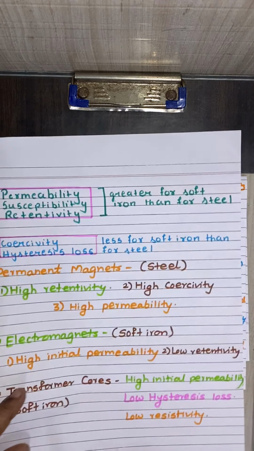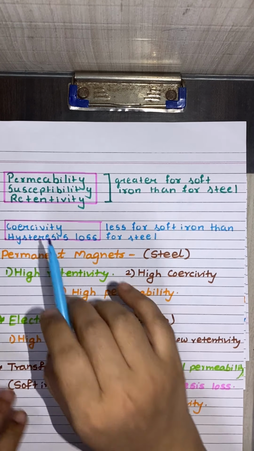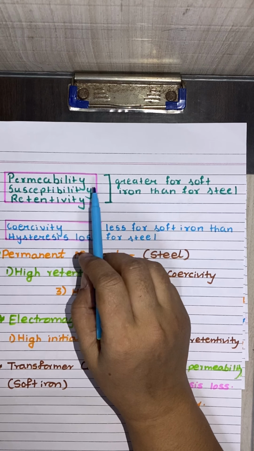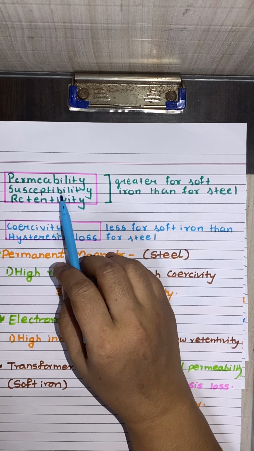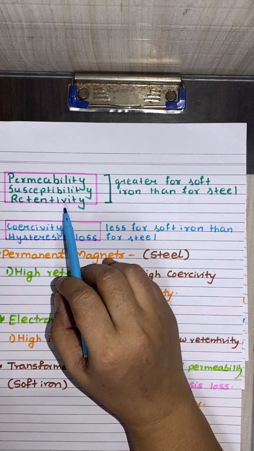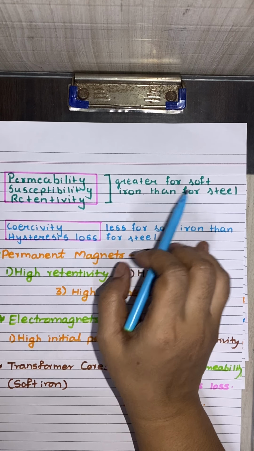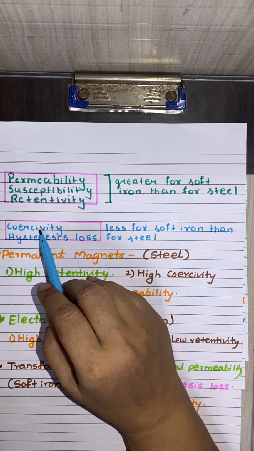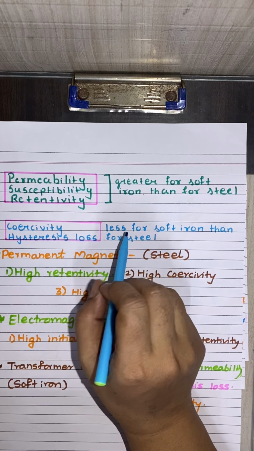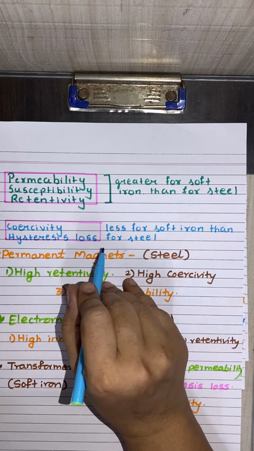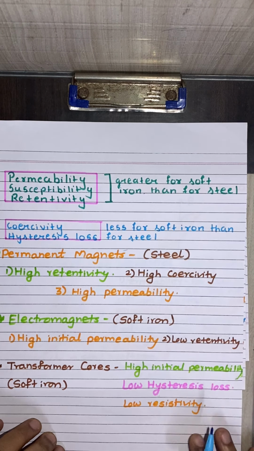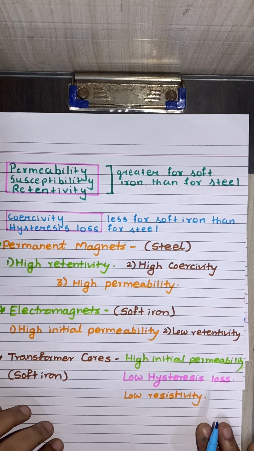Okay, so in general, suppose I want to explain it in a crisp way. We can assume these properties: permeability, susceptibility and retentivity are greater for soft iron than for steel. Now, coercivity and hysteresis loss are less for soft iron than for steel. So in this way you can keep in mind this concept of the magnetic properties.